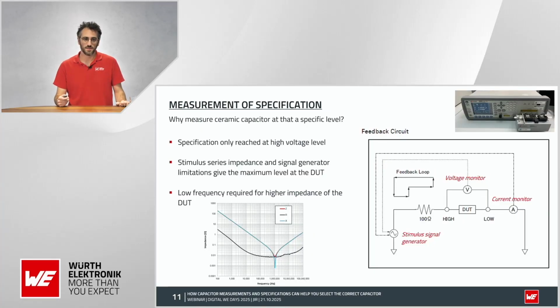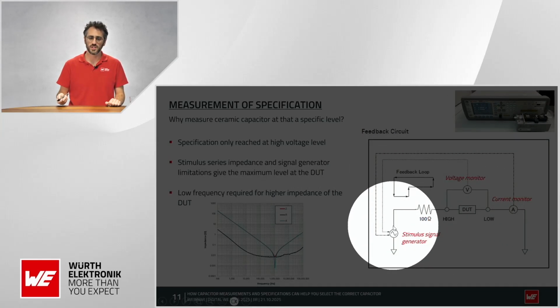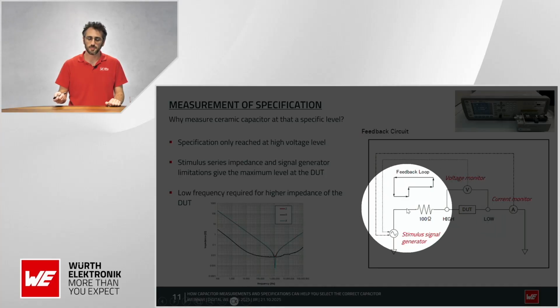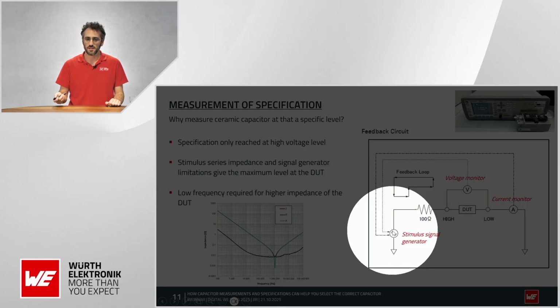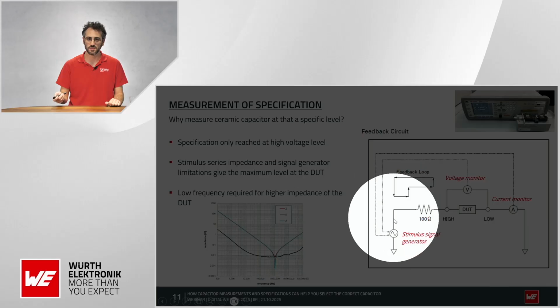Why do we have this kind of stimulus signal, which is very high in level, but also at a very low frequency? Why at this frequency? This is because in this kind of LCR meter, we generate, let's say, 1 volt, 1 kilohertz, and we want to have this signal at the DUT. But there is a series resistor, so the stimulus must be higher so that we have the 1 volt here. This is monitored with this loop.